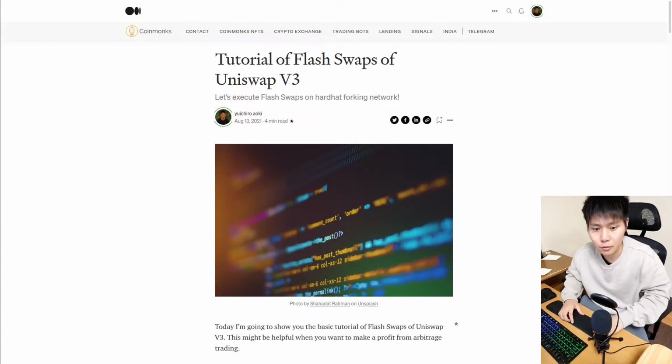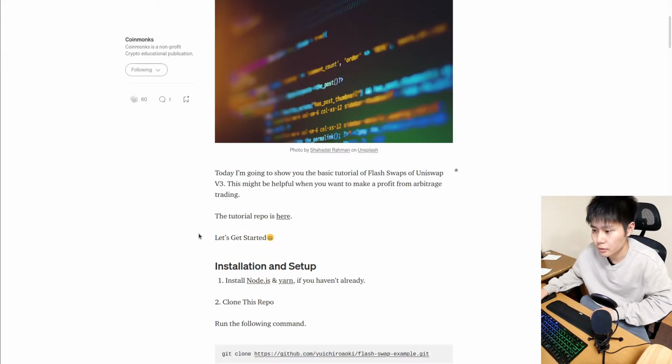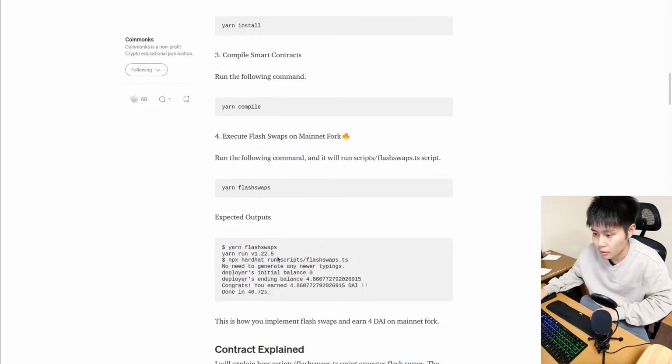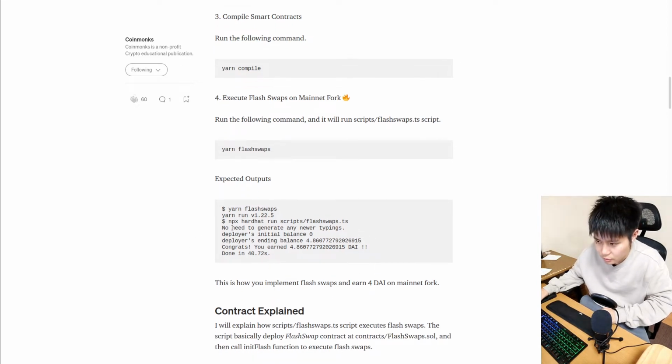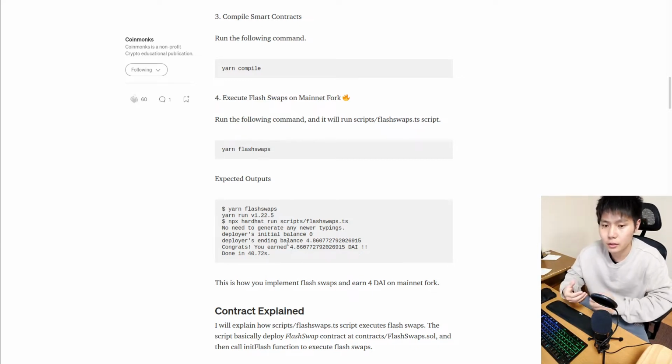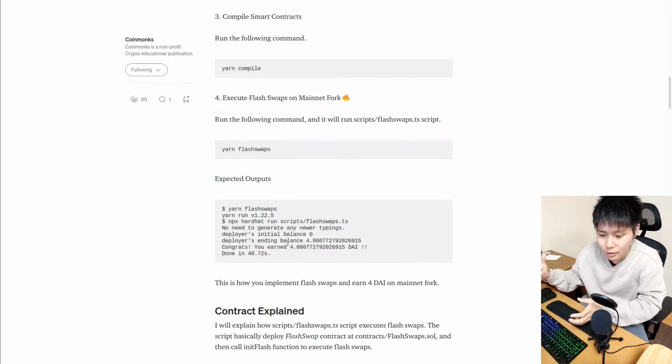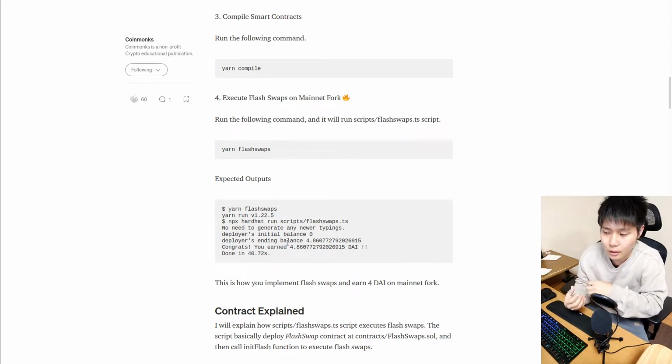Flash swaps of Uniswap version 3. I have this tutorial Medium article here, and it also has GitHub code, everything. If you follow this instruction, you get this output, and it says congrats, you earn 4.8 DAI. That is basically you deploy your smart contract on your local network, and then you execute a flash swap, which is you borrow some token without any collateral and do an arbitrage trade. Then you get this output because there was an arbitrage opportunity.